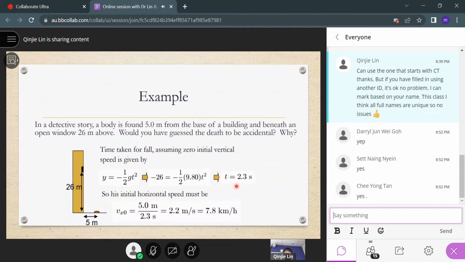Then you use this new info to calculate the horizontal speed. This question is a bit vague, they never ask you to calculate speed. In the exam, you won't have questions that are so vague. They will ask you to calculate exactly what they want you to find. They won't ask you, would you have guessed the death to be accidental? This is just for example. But imagine they ask you to calculate the horizontal speed. That means this is the way to do it. So you'll find out that it is 2.2 meters per second.